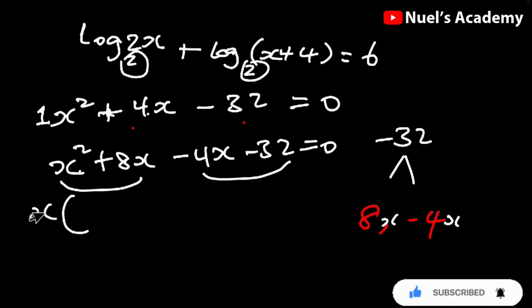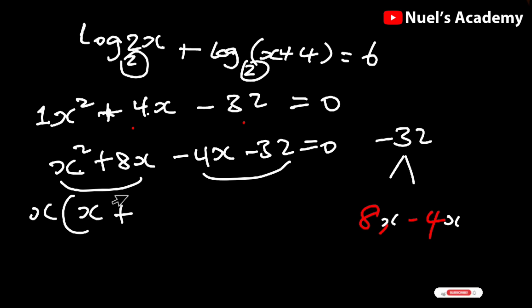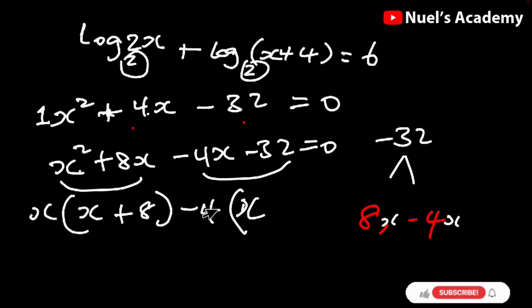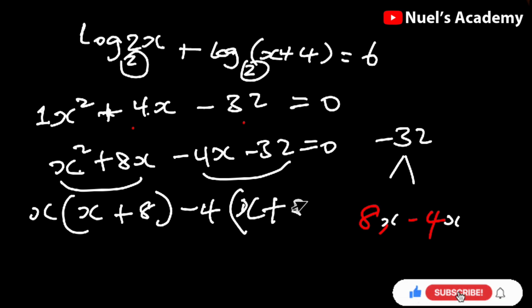x squared divided by x is going to give us x, plus 8x divided by x is going to give us 8. Then minus, what do these two have in common? What they have in common is 4. So let's write 4 into 4x divided by 4 is going to give us x, because 4x over 4 is x. Then minus 32 divided by minus 4 is going to give us plus 8. So again, let's not forget equal to 0.